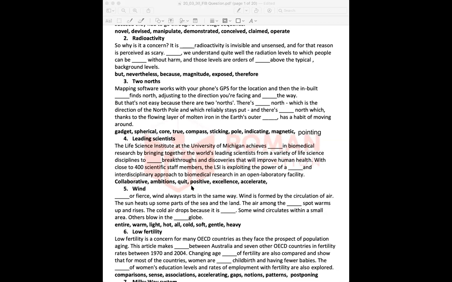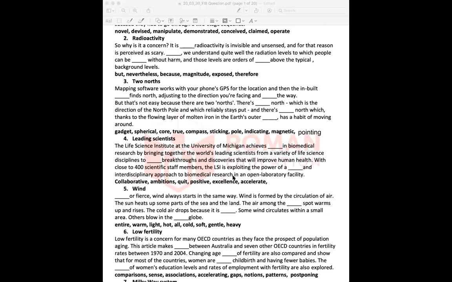What are we talking about here? We're talking about so many people working together. When people work together, what kind of approach do we call it? Collaborative, because that's what collaboration is. Although positive approach is also an appropriate word, collaborative is more contextual. That means more appropriate for the context. So I'll go for collaborative.